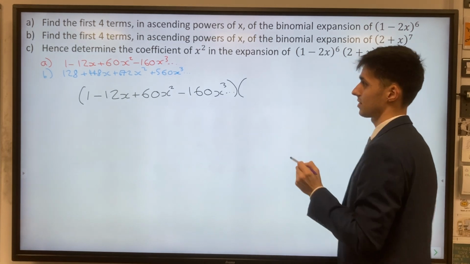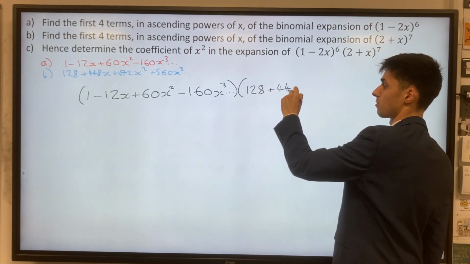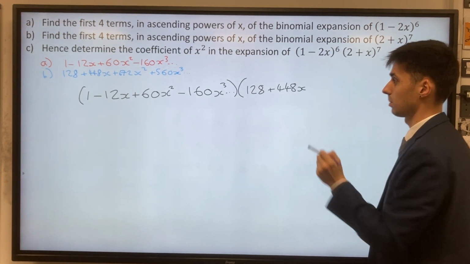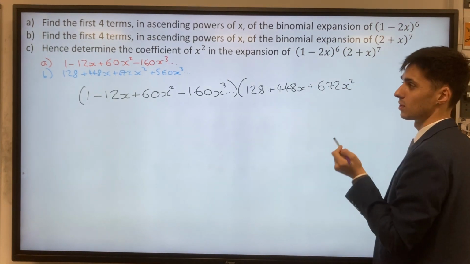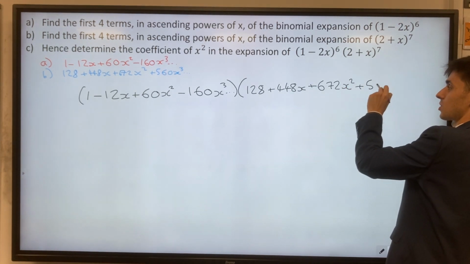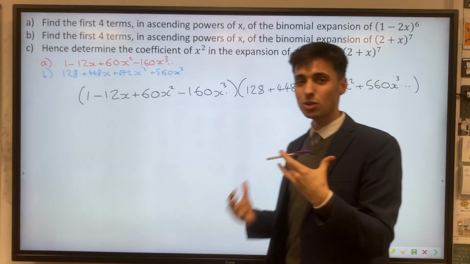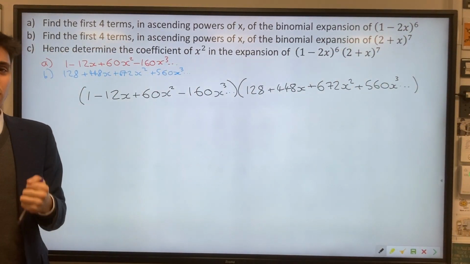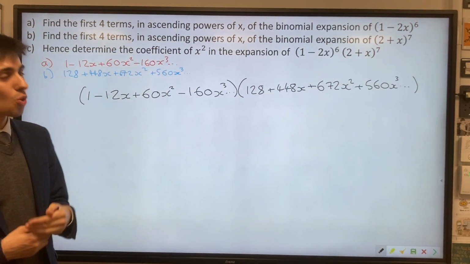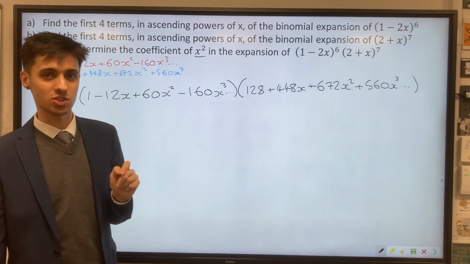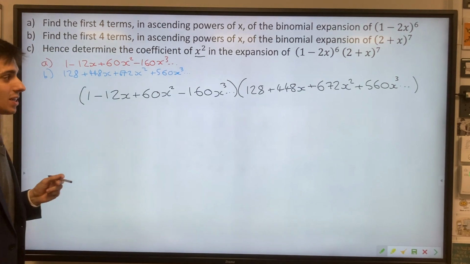In my other brackets, I'm going to write 128 plus 448x plus 672x squared plus 560x cubed. Okay, they're my 2 brackets. What I'm interested in is when I multiply all of this together, how many x squareds are going to come out the other side. And let's think about how we actually get x squareds from these.